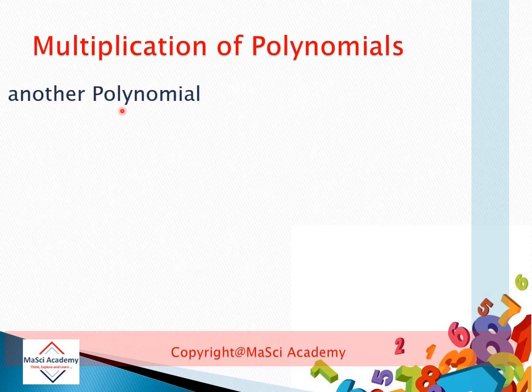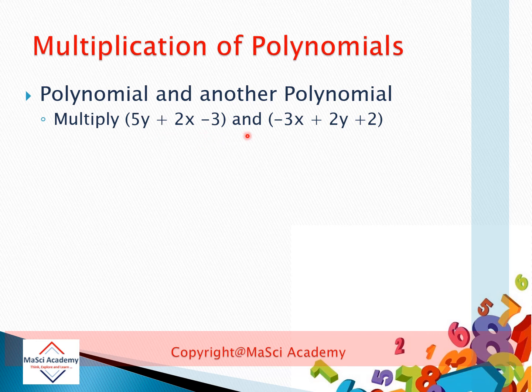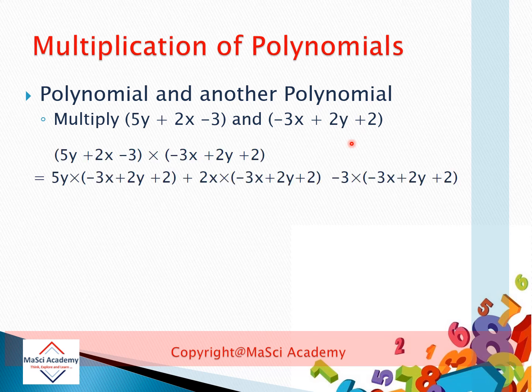Now let's take an example of multiplication of a polynomial by another polynomial. For example, 5y plus 2x minus 3 is to be multiplied by minus 3x plus 2y plus 2. The first step is to use distributive property and open out the first bracket. So this becomes 5y multiplied by (minus 3x plus 2y plus 2), plus 2x multiplied by (minus 3x plus 2y plus 2), then minus 3 multiplied by (minus 3x plus 2y plus 2).